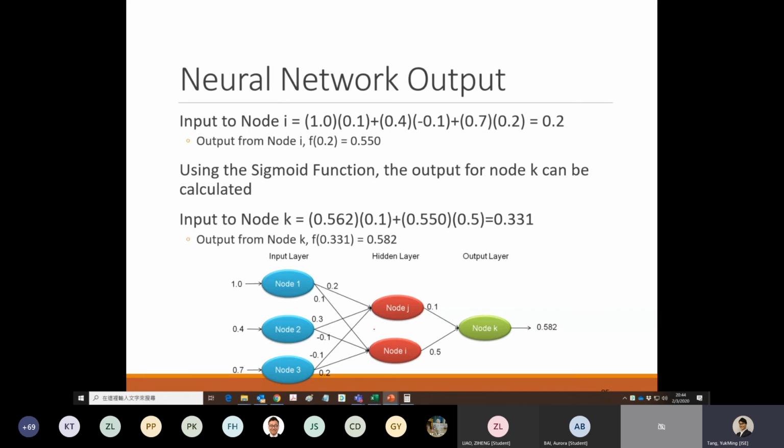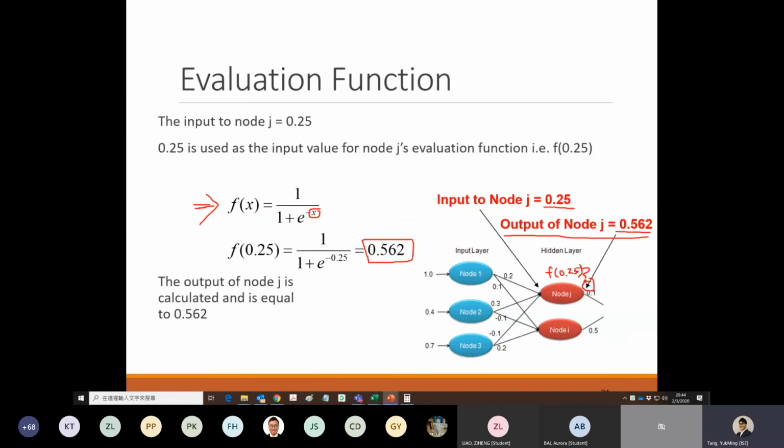Similarly, we can also calculate the input for the loop I. The value is equal to 1 times 0.1 minus 0.4 times the input. There is some mistake here, but anyway, in this case the input here is 0.2. And this one input is 0.25. Then we apply the sigmoid function and calculate the output. The output for this loop J is 0.562.